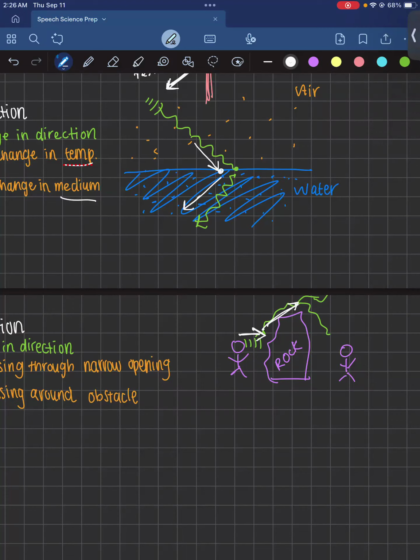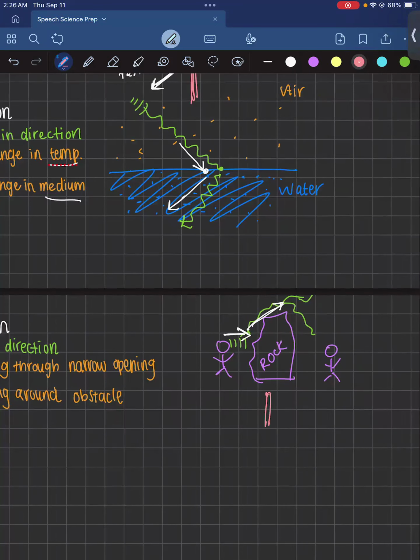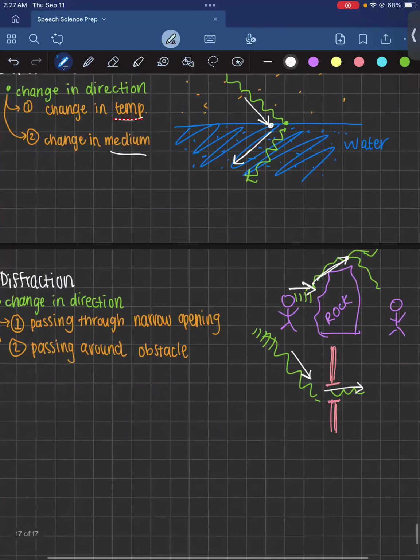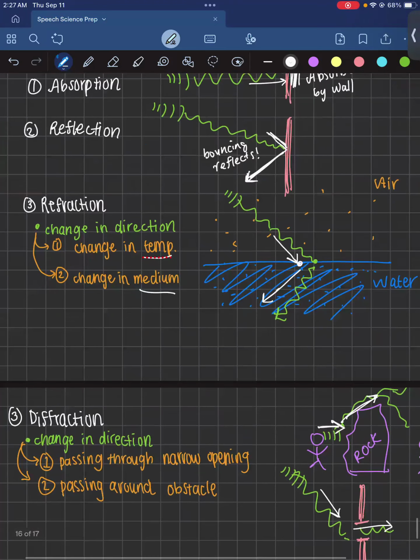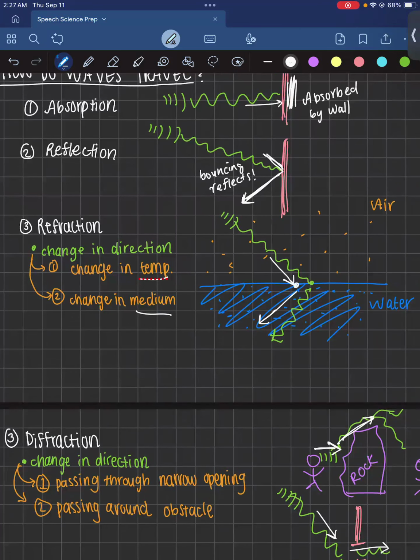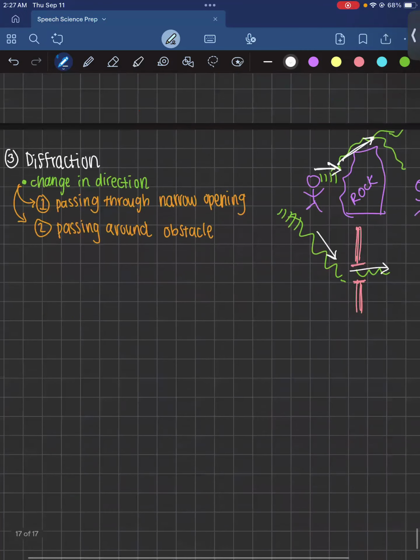And same thing, if you have a really narrow opening, like we're back to our wall and there's this tiny little opening. And then let's say the sound is coming from this direction, then part of the sound is going to go through that opening. So there is this change of direction as well. So these two methods would be diffraction, as opposed to a change in temperature or change in medium, and those changes in direction will be refraction. So make sure you know the difference between those two.